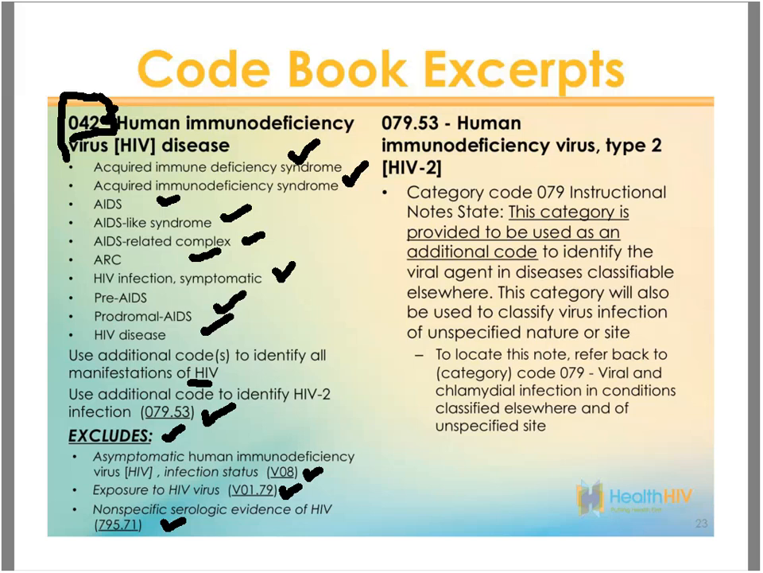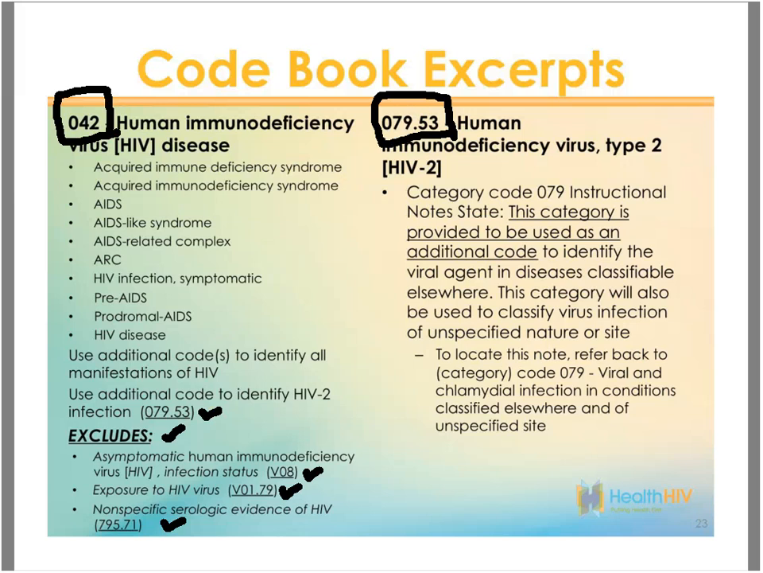let me just get rid of all of this so that we can see. So the coding guidelines clearly state that if a patient's chart denotes the HIV-2 infection, you have to report two different codes. So the principal diagnosis in this case would be 042, and the secondary diagnosis code in this case would be 079.53.